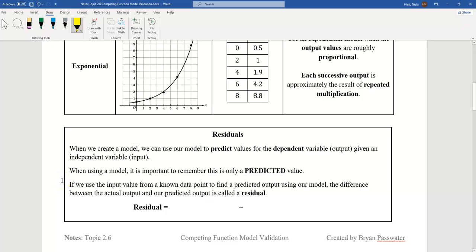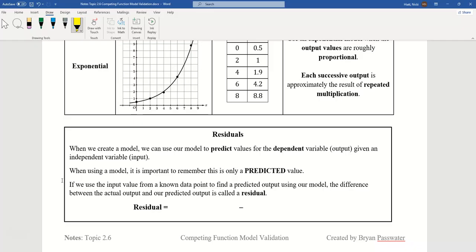One of the big things that we are going to use to talk about whether or not a function is good are residuals. We talked about residuals a little bit already. We had a problem, I think it was talking about the weights of the babies, and we talked about how far off the actual is versus the predicted. So whenever we create a model, remember a model is that equation that is used to predict values for the dependent variable.